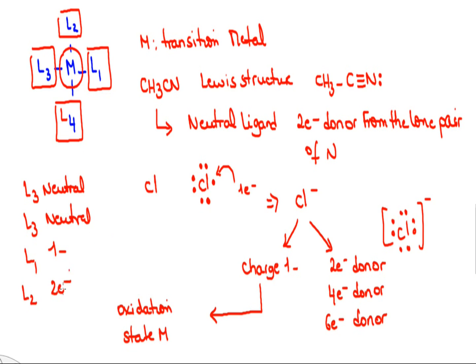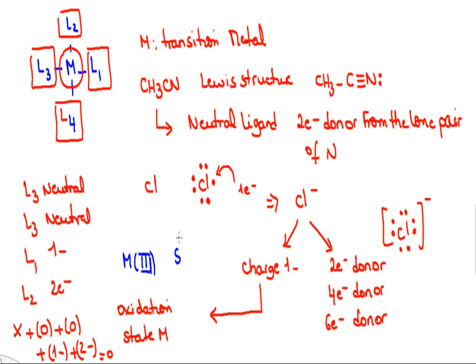So in this case, the oxidation state of M is X, plus 0 charge of the first ligand, plus 0 of the second ligand, plus 1 minus of the third, plus 2 minus of the fourth, equals 0. The sum of the oxidation states is equal to 0. In this case, X minus 1 minus 2 equals 0, so X equals 3, and M is in oxidation state 3.